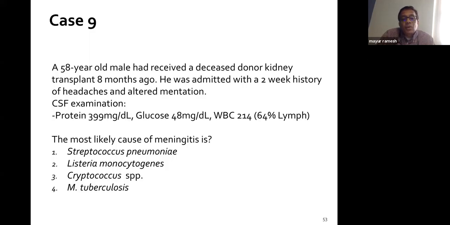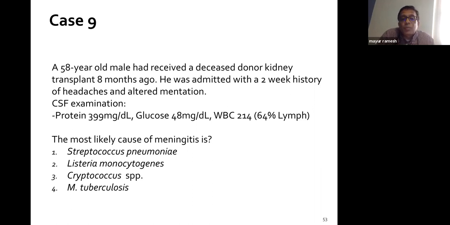A 58-year-old male who received a deceased donor kidney transplant 8 months ago was admitted with a 2-week history of headaches and altered mentation. CSF showed significantly elevated protein. Glucose was low normal and white cell count was elevated to 214 with predominant lymphocytes. What is the most likely cause of this meningitis?